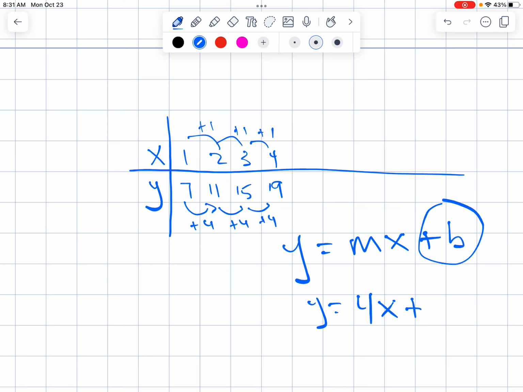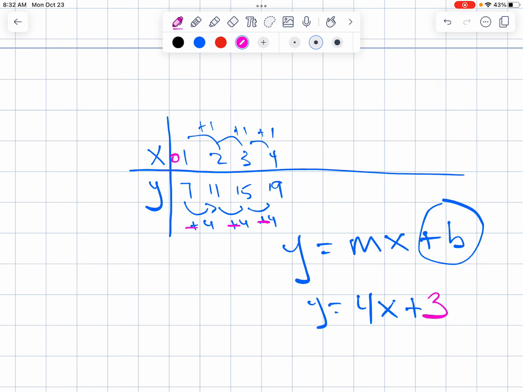Now b is the 0th term, and we got to kind of make this up here because we don't have it on the table. So we're going to squeeze in 0 here. Now what would 0 be? If I'm going backwards, I'm going to -4, -4, -4. 19 minus 4 is 15, 15 minus 4 is 11, 11 minus 4 is 7, 7 minus 4 is going to be 3, and so that's our equation. Y equals 4x plus 3.